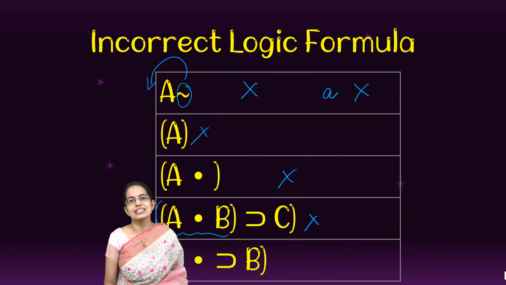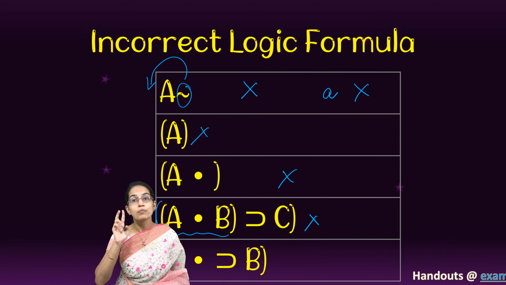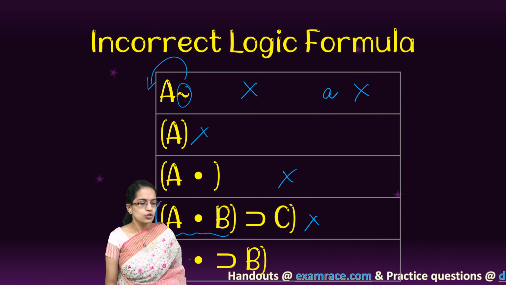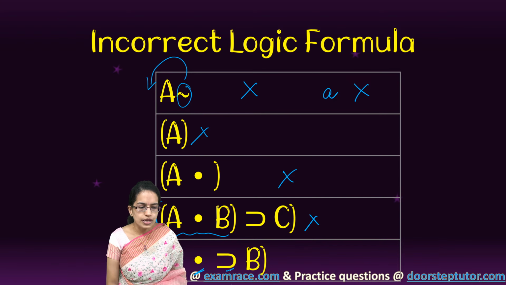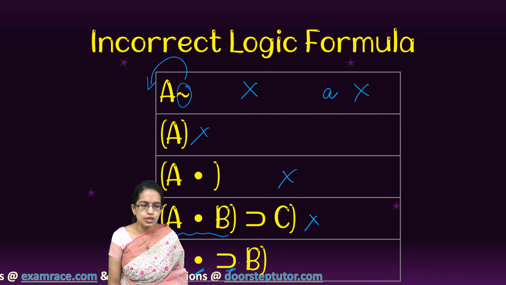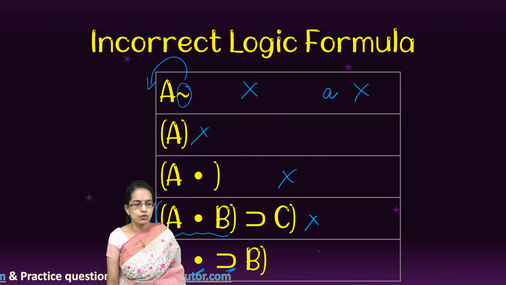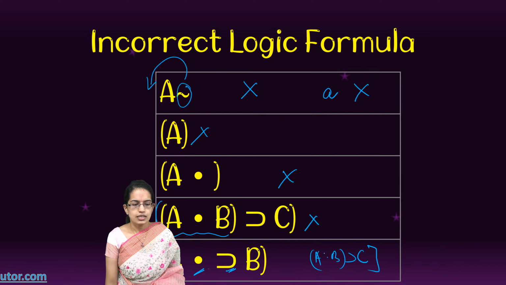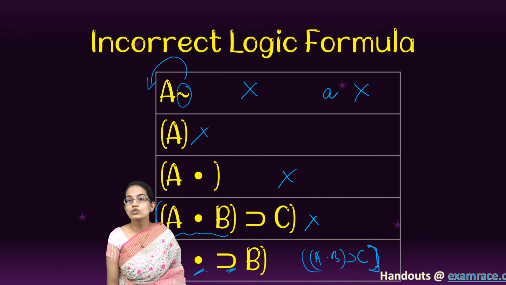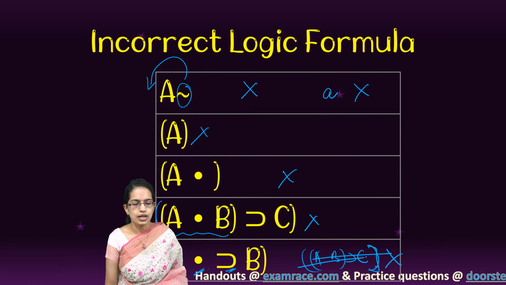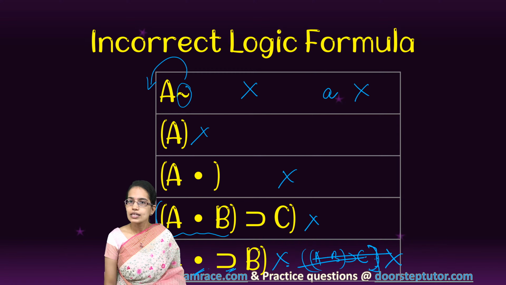The last one is again incorrect because I cannot put two truth functional connectives without a term. So I am putting 'and' and also 'if then', and there are just two terms. If it was a dot b and then if then c, it would have been right. But there are just two terms and two connectives. That's not possible. So this is again an incorrect formula. Not this one. This one is an incorrect formula.